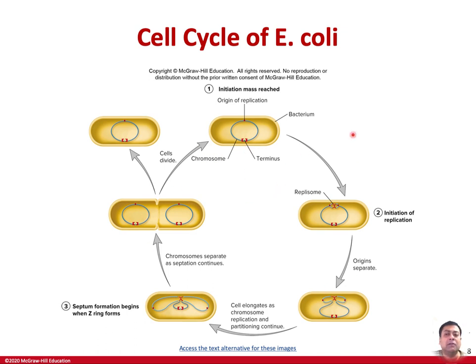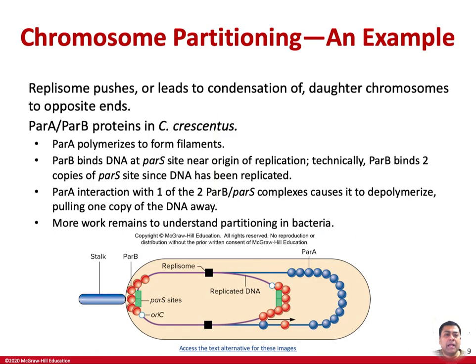The second and third rounds of DNA replication are initiated before division of the original cell is actually completed. Thus, the daughter cells inherit partially two replicated DNAs. So this is basically the cell cycle in E. coli. Here we are looking at the mechanism by which the chromosomes are partitioned to each daughter cell.